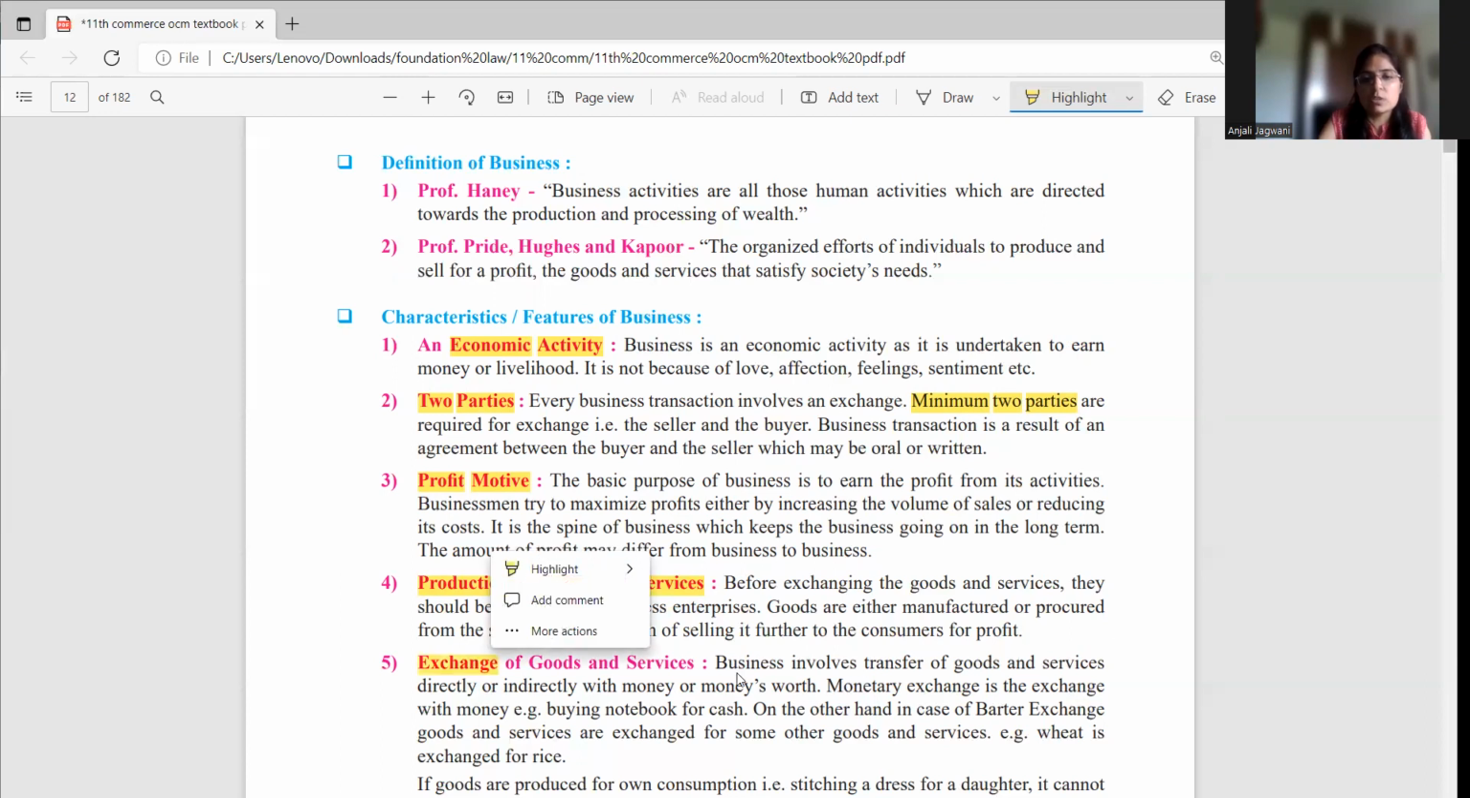Now, exchange of goods and services. Monetary exchange is the exchange with money. For example, buying a notebook for cash. So now over here, what they are saying is the exchange of goods and services.